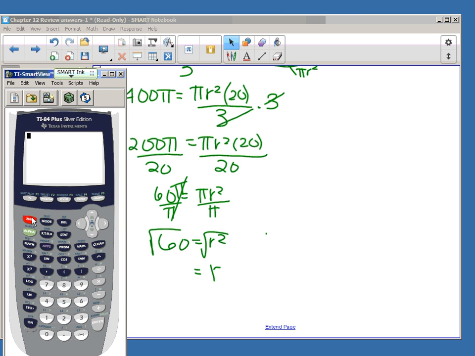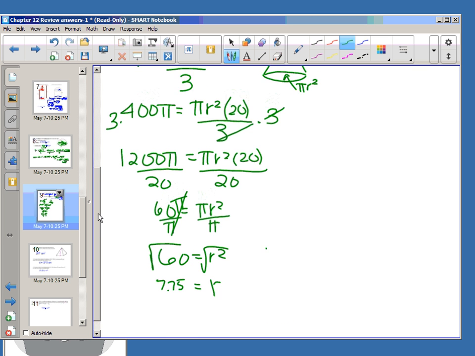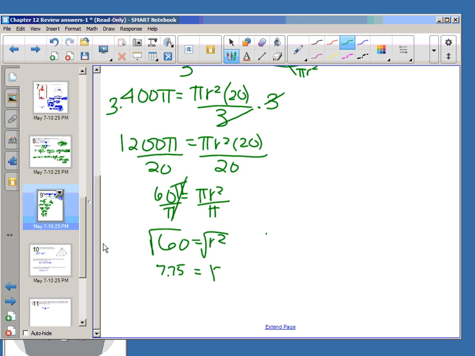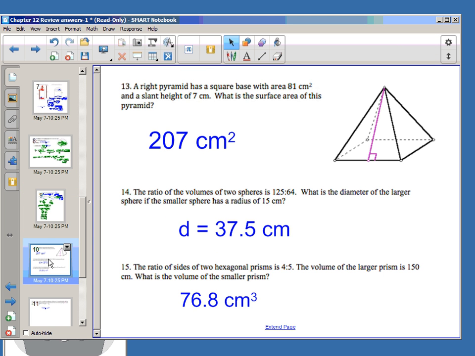I can't get my buttons right. Get 7.75. And what are we in centimeters? Yes. So again, I'm going to have you skip the surface area because you're going to need the slant height if you do that. I mean, moving on to 13, 14, 15.